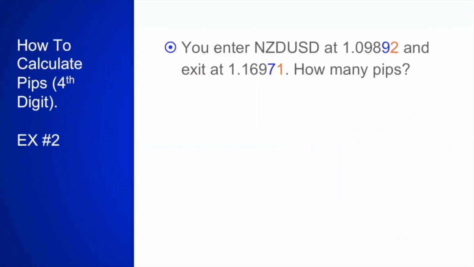So now here's our second example. You enter New Zealand dollar at 1.098992 and exit at 1.16971. How many pips? So right now, you should have your calculator out. You can pause the video. You should be subtracting these numbers to find out what that decimal answer is.